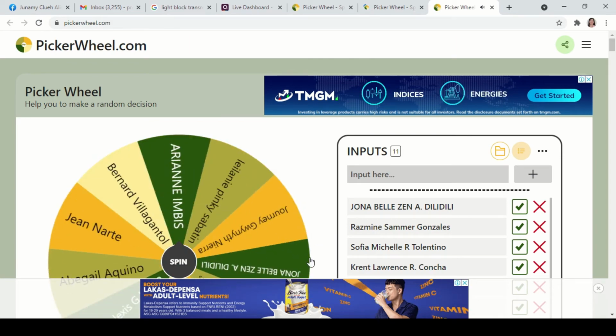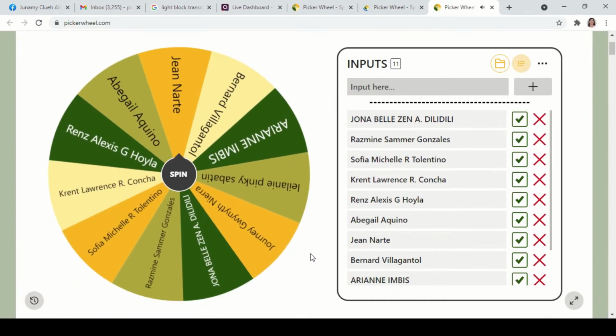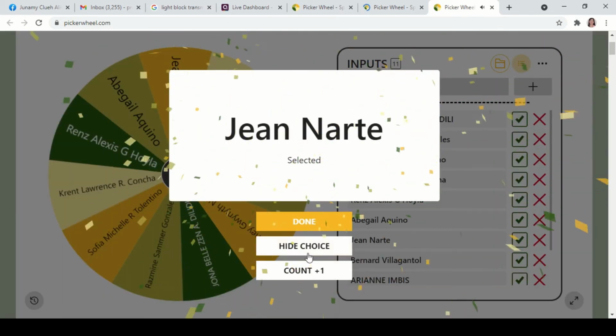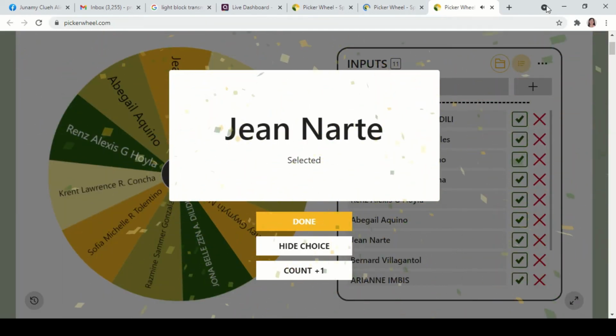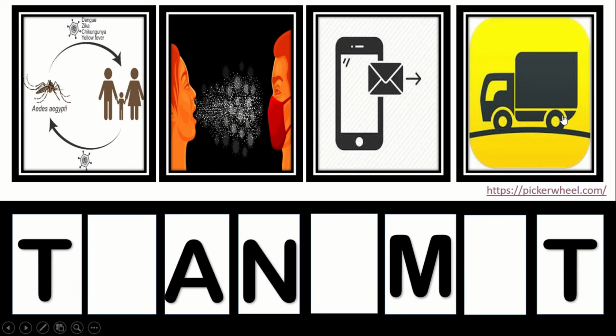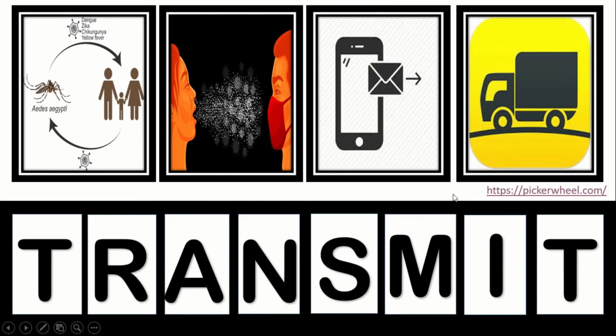The lucky person will be Jean Narte. Kindly answer, Jean. What is the similarity among these 4 pictures? I'll give you one clue. Very good. The answer is transmit.